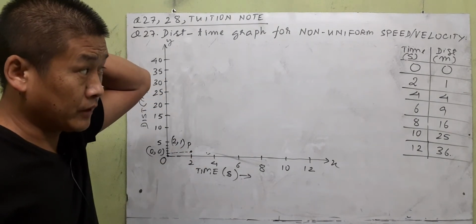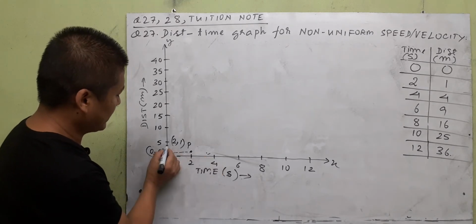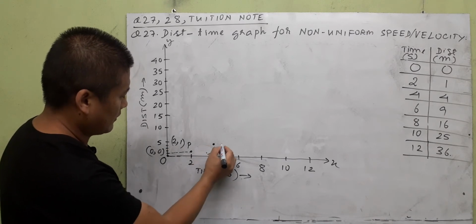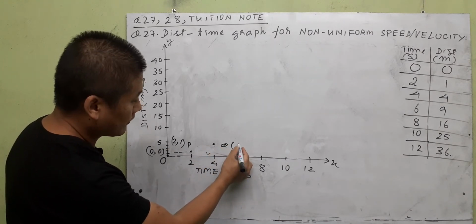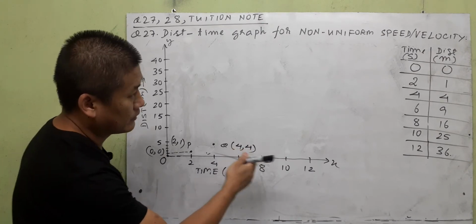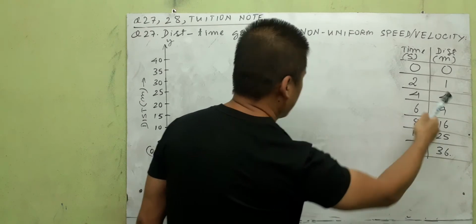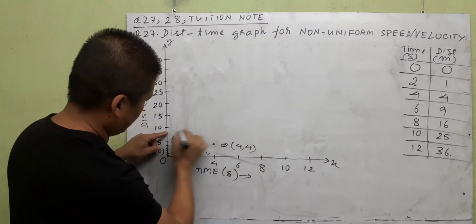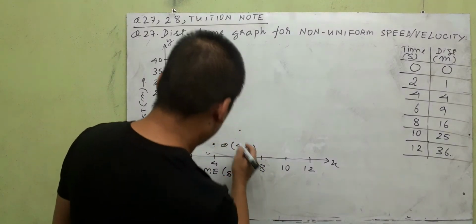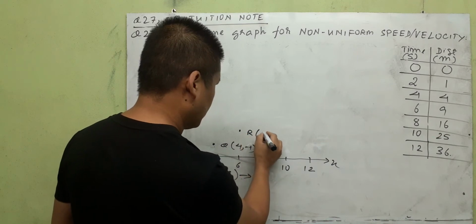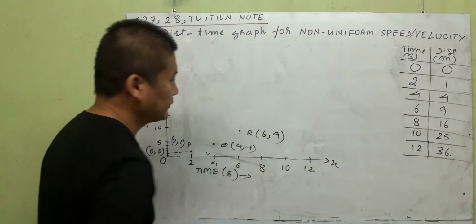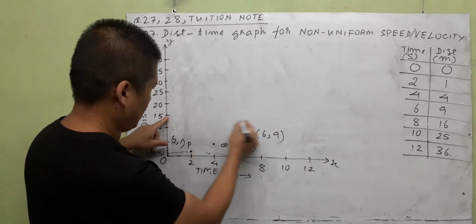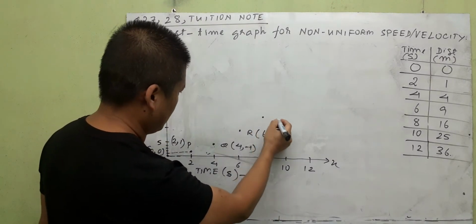And the next point is 4. After 4 seconds, it is covering 4 meter, which is somewhere here. This will be your Q: 4 seconds covering 4 meter. Then 6 seconds, 9 meter, somewhere here. So this will be your R: after 6 seconds covering 9 meter. Then 8 seconds, 16 meter, somewhere here. So S.